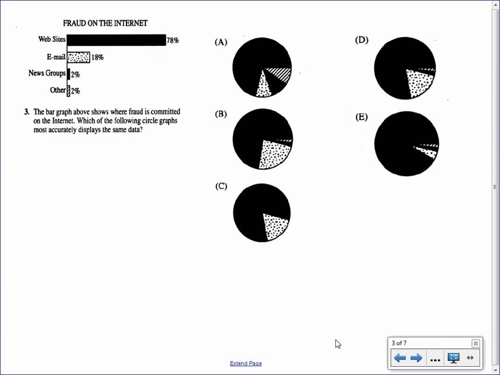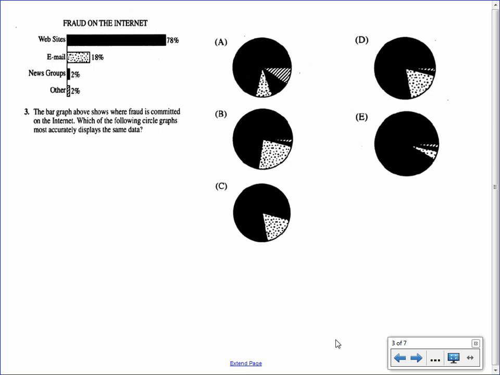This is question 3, test 5, section 4, page 651. Okay, so it says the bar graph above shows where fraud is committed on the internet. Which of the following circle graphs most accurately depicts the same data? Okay, so I would do this mostly through process of elimination to start.